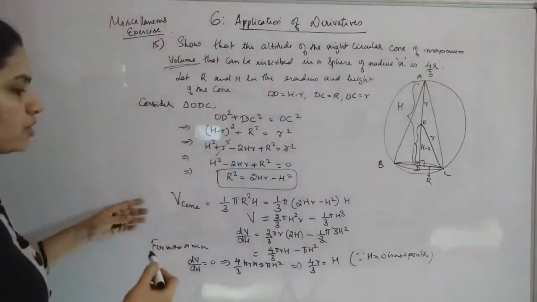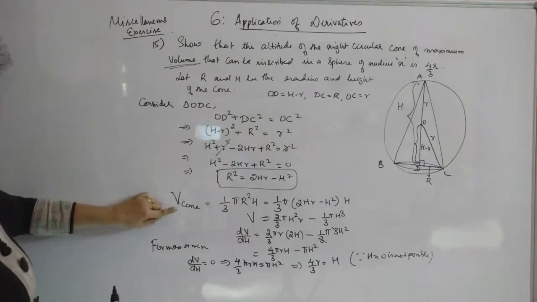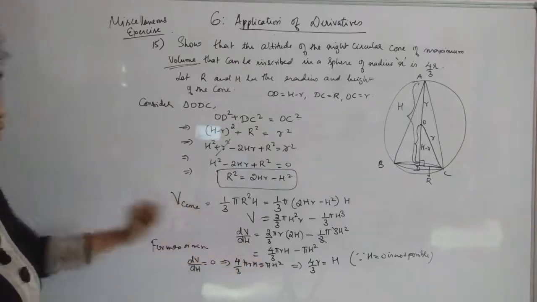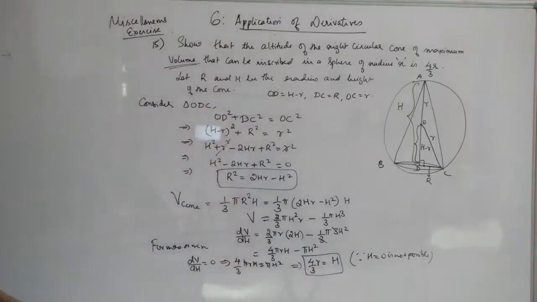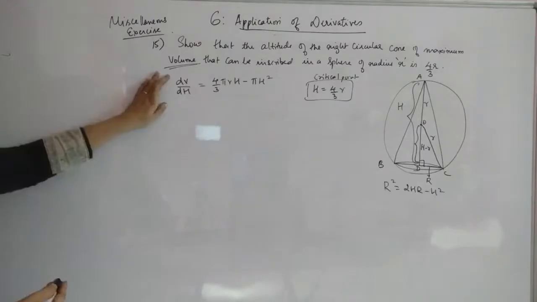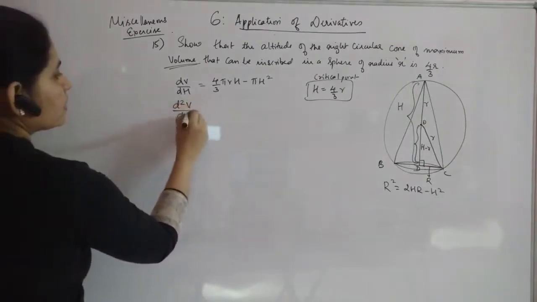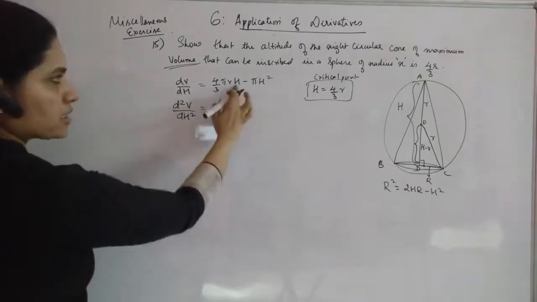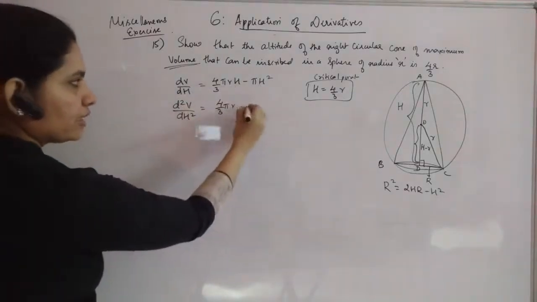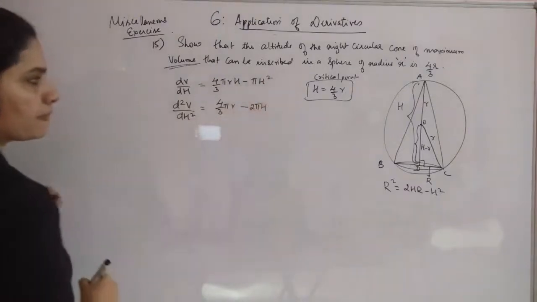That means now we need to show that the volume is maximum. For that we have to check the second derivative at this point whether it is giving you the maximum or not. That means you should get the second derivative as less than 0. Starting with the first derivative and taking the second derivative with respect to h will give you 4 by 3 pi r, constant. Derivative of h with respect to h will give you 1, minus pi is a constant, derivative of h square will give you 2h. Okay.